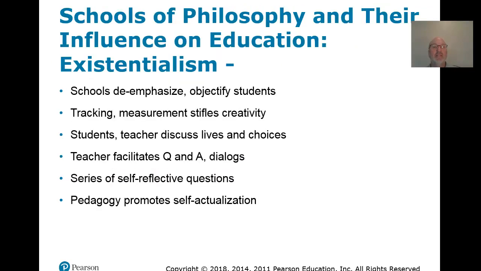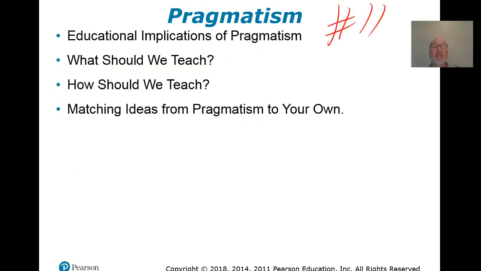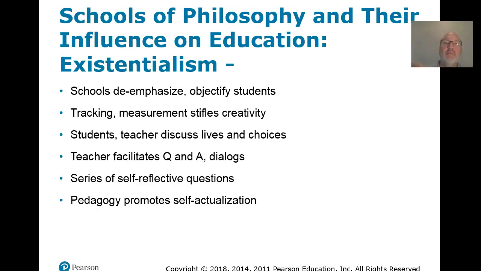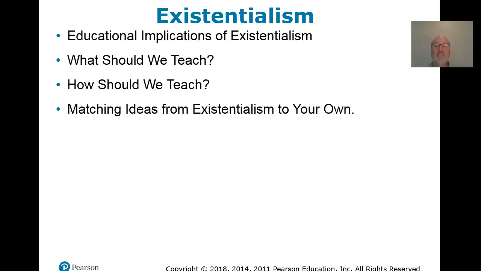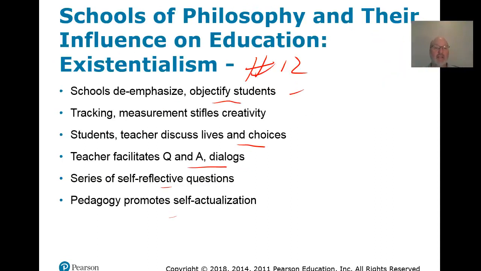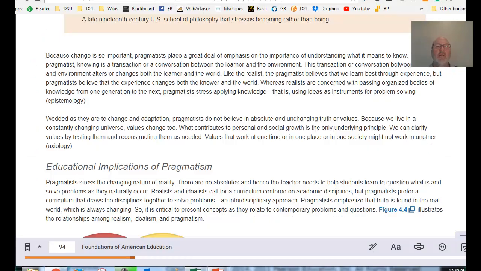And then extensionalism. And again, this will be number 12. Is the definition from the textbook. And here's the answers. They de-emphasize defying students, tracking, measure stifles creativity, students, teachers, lives, and choices, question and answer dialogues. And so, and here is the question. So this will be number 13 as you match those up with the answers again from the textbook.